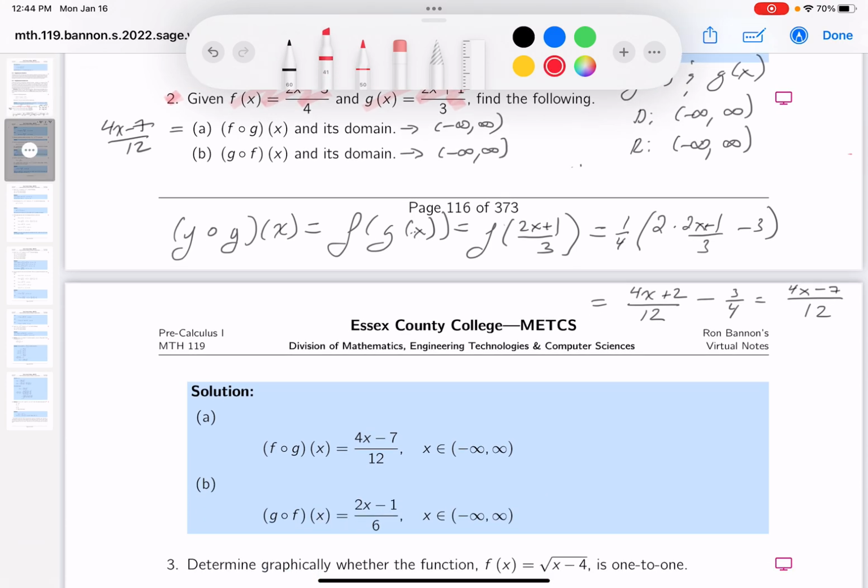All right, let's just take a look and see how we did. This is what we're trying to encourage you to do. I got the domain down. That was the easy part. And I got this part down as well, 4x minus 7 over 12. Let's do the next one. And what's that going to be?